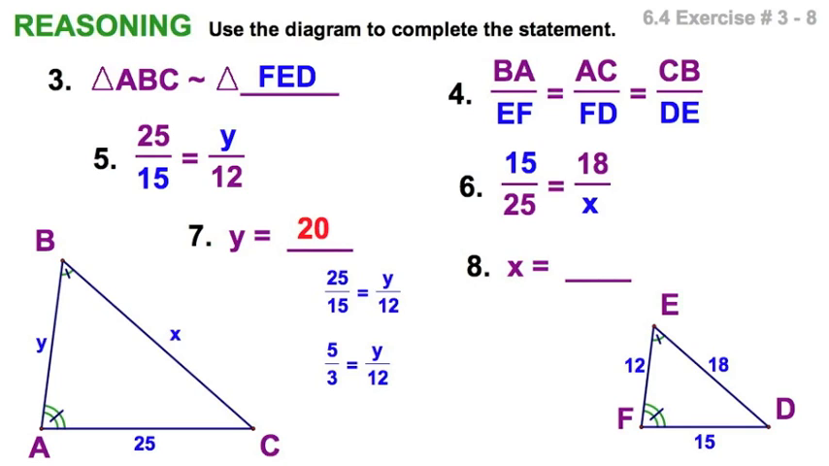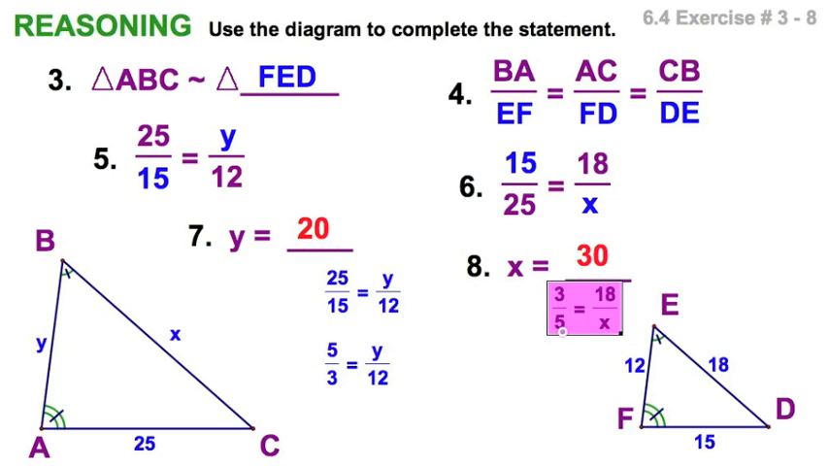I just take this, it shows down here, I've simplified the proportion, or the ratio, 25 over 15 as 5 over 3. You can do that. And I could use similar fractions, or I could cross multiply. Either way, it's 20. Now, over here for number 8.